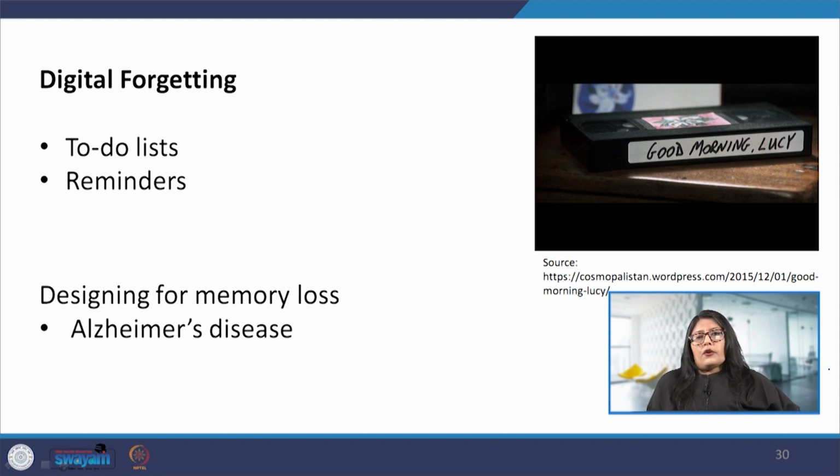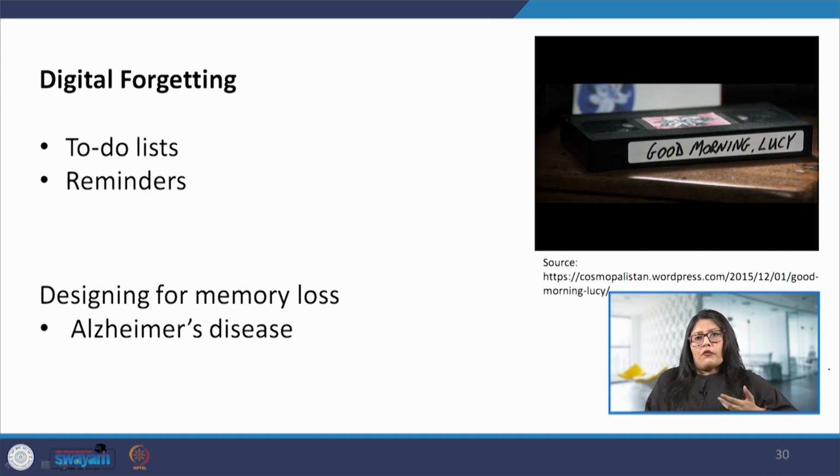multitasking, and we become forgetful over time because there is so much to do. So we use the help of to-do lists and reminders on our phones for meetings, submissions, deadlines, all of those things. And there are certain diseases also, certain lifestyle oriented, or maybe because of age, one of them being Alzheimer's disease, where people forget.